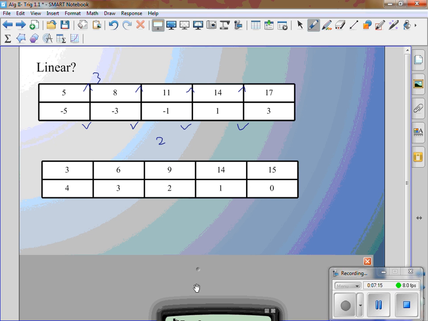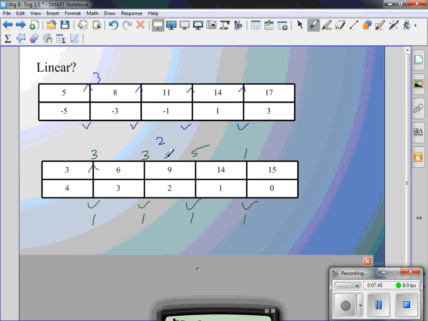I want you to write this table down and see if this one is linear. Up top, this one jumps by 3, 3, 5, 1. This right here tells me I have a problem. This one here is 1, 1, 1, 1. These are all the same. These ones are not. It's not linear.